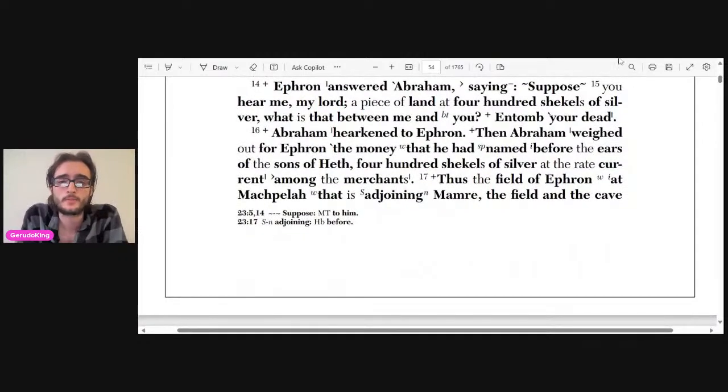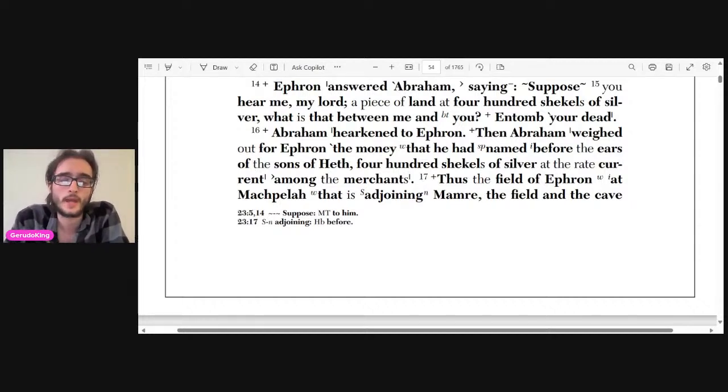Ephron answered Abraham, saying, Suppose you hear me, my lord, a piece of land at 400 shekels of silver. What is that between me and you? Entomb your dead. Abraham hearkened to Ephron. Then Abraham weighed out for Ephron the money that he had named before the ears of the sons of Heth, 400 shekels of silver at the rate current among the merchants.